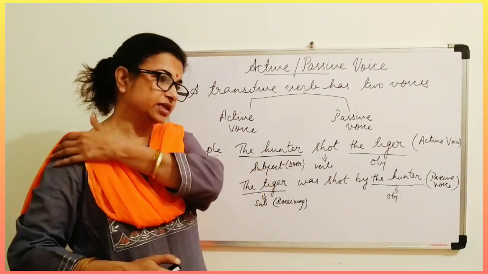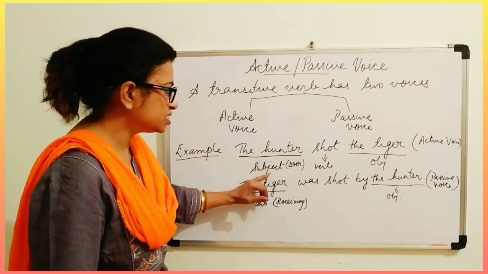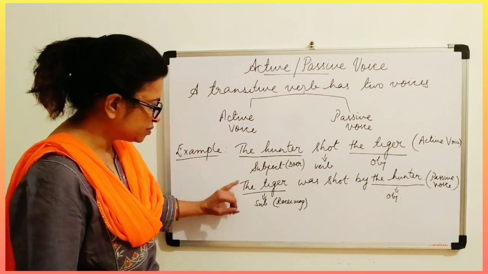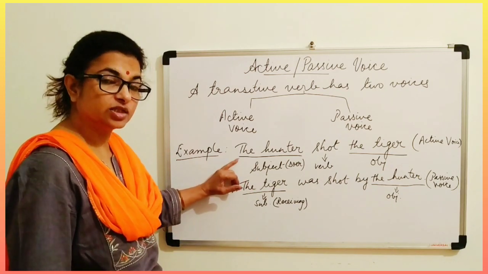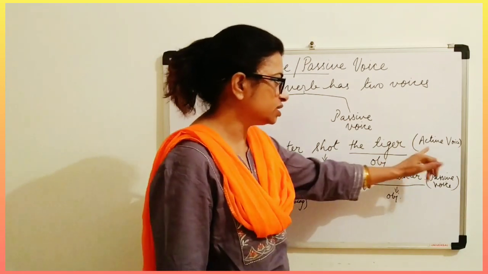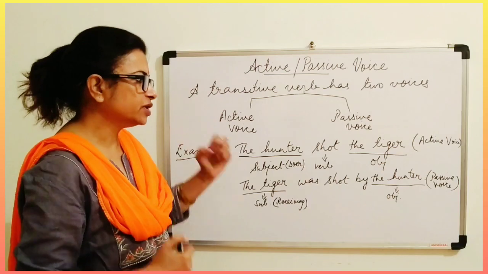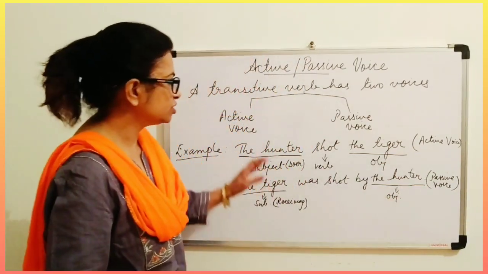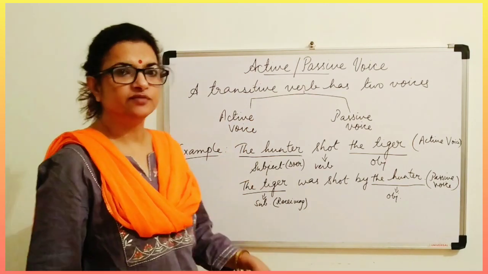Okay, let's take another look. In the first sentence, the subject is the doer of the action, whereas in the second sentence, the subject is the receiver of the action. So, when the subject is the doer of the action, we call this active voice, and when the subject is the receiver of the action, we call it passive voice. I hope you have understood these two. Now, let's look at a few more examples.